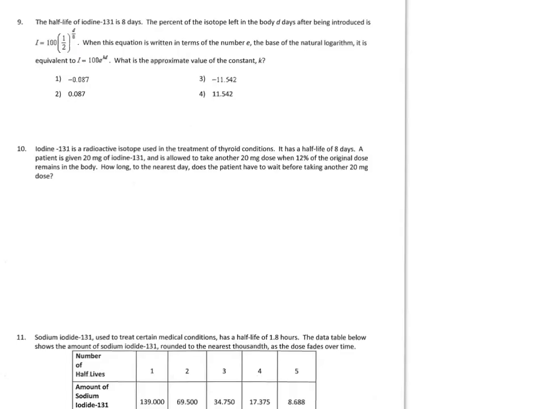Okay, so in number 9, they give us a function right here. They give us an equation, and that says when this equation is written in terms of the number e, so they rewrite it like this with the base of an e, they want us to solve for k. Since this equation can be rewritten in this form, it must mean that they're equal to each other. So let's start off by taking this and setting it equal to this. Okay, so now they want us to find the approximate value of k. So we need to solve for k.